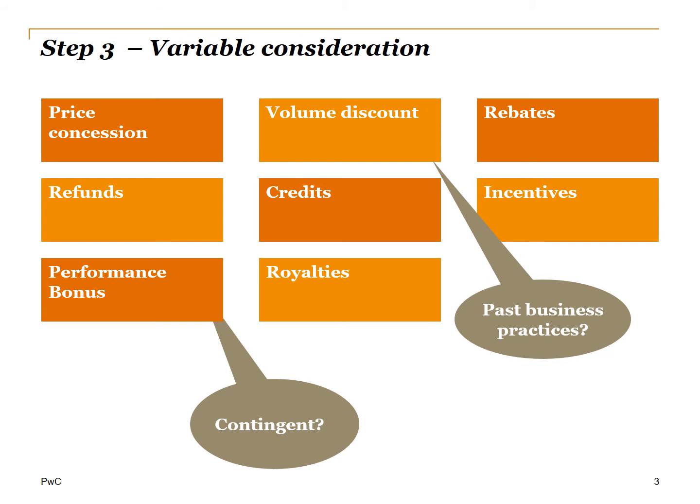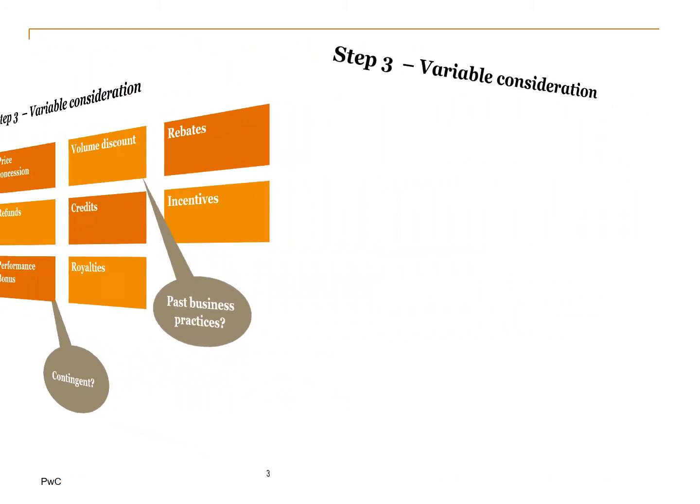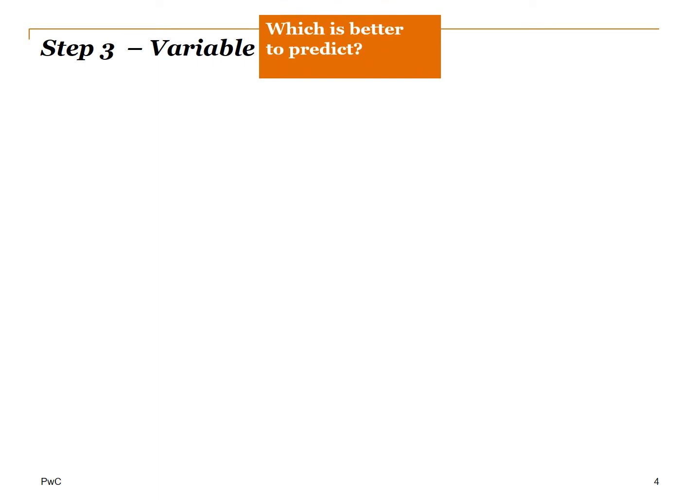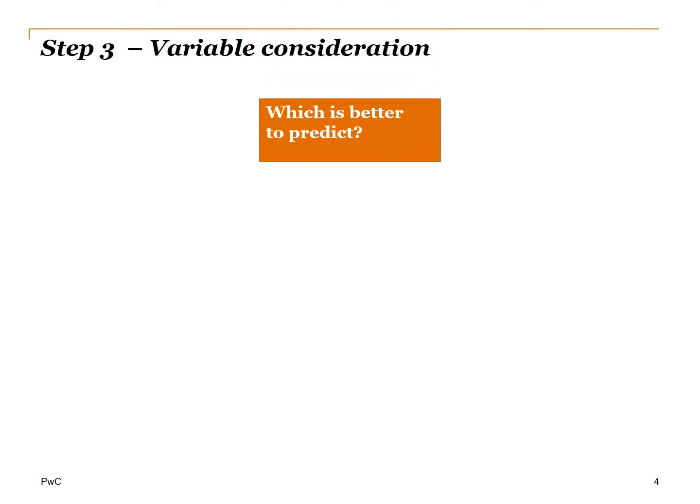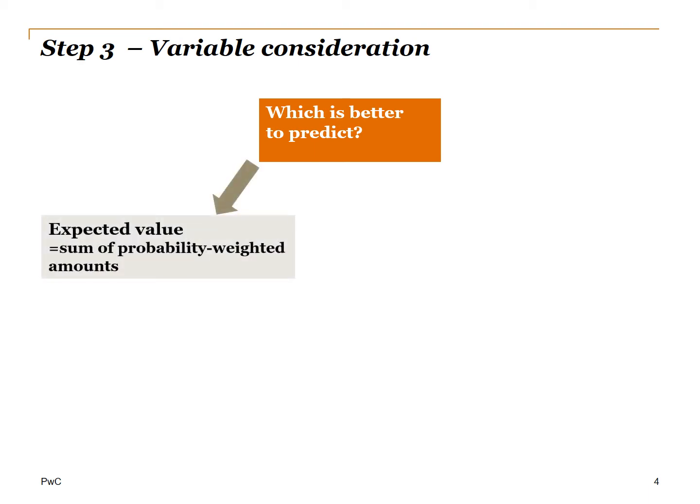For example, if a customer can return a product, it is unknown whether the item will be returned, but the refund will be a fixed amount. A fixed performance bonus could also be contingent on meeting certain goals. There is a need to estimate the amount of variable consideration by using either one of two methods, either expected value, which is the sum of the probability-weighted amounts in a range of possible consideration amounts. The other is the most likely amount, which is the single most likely outcome.